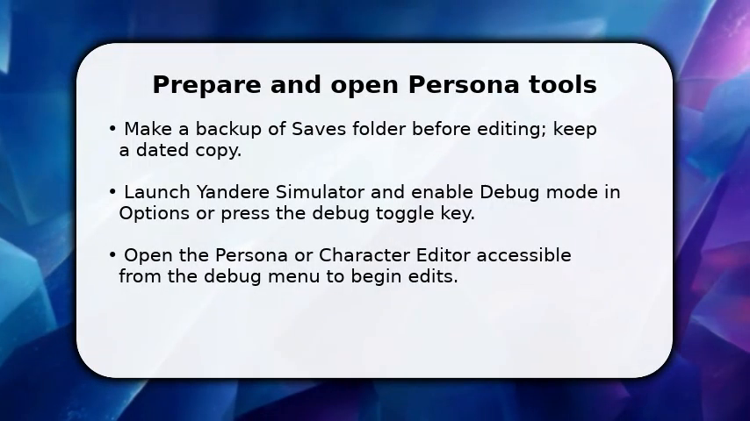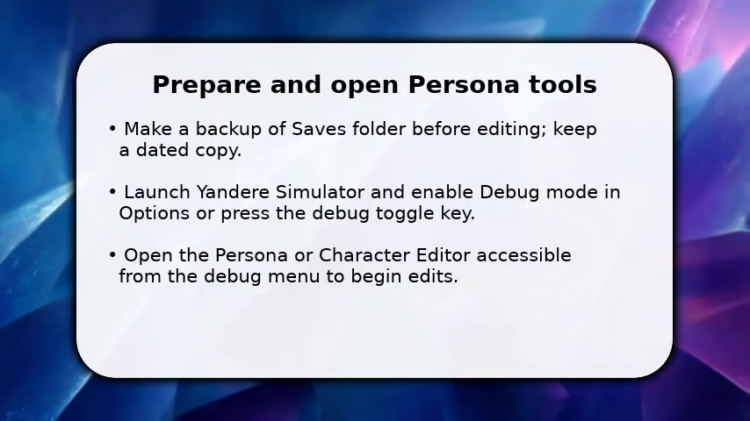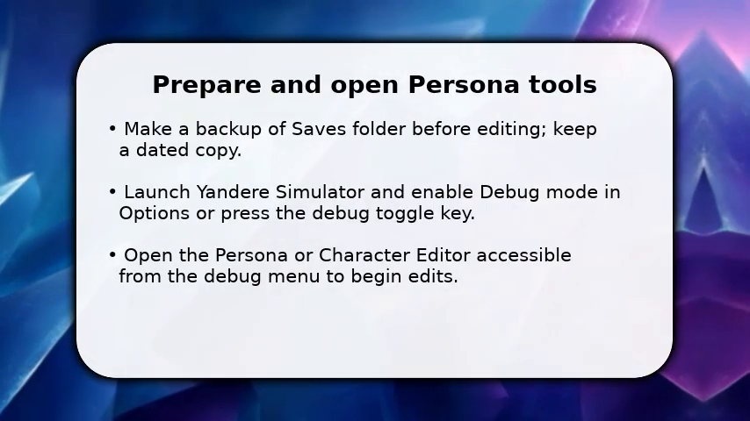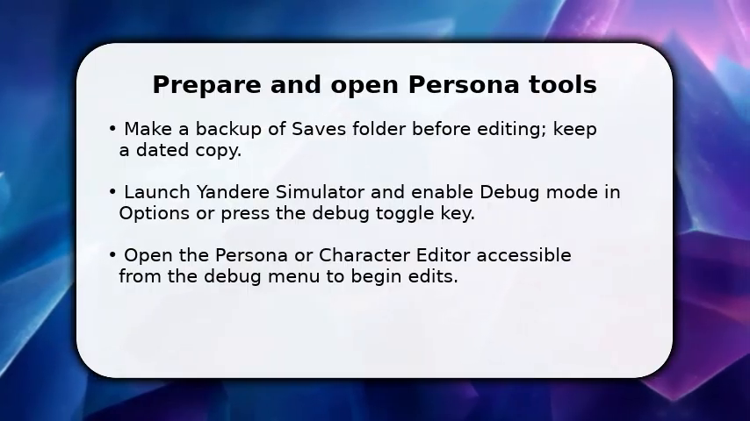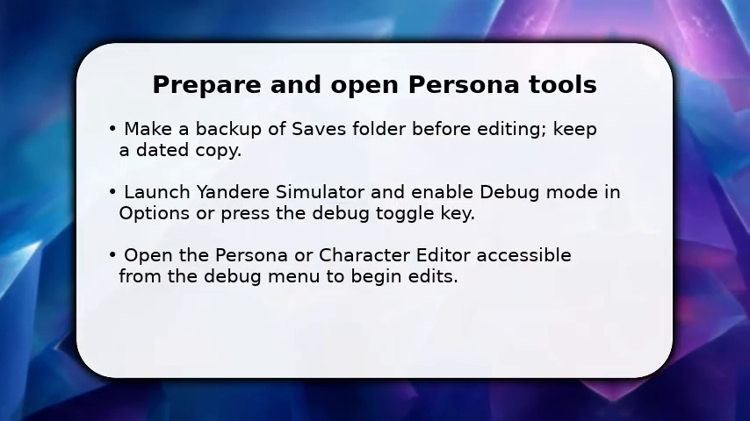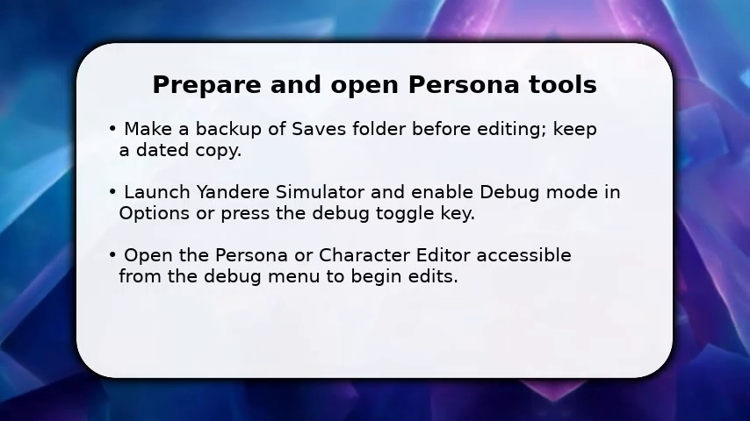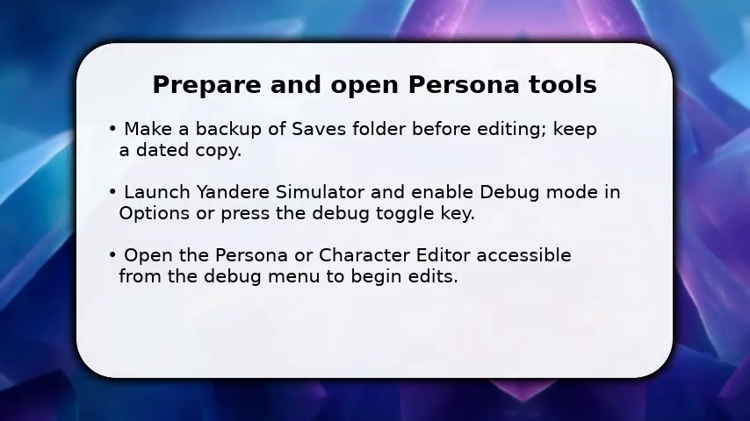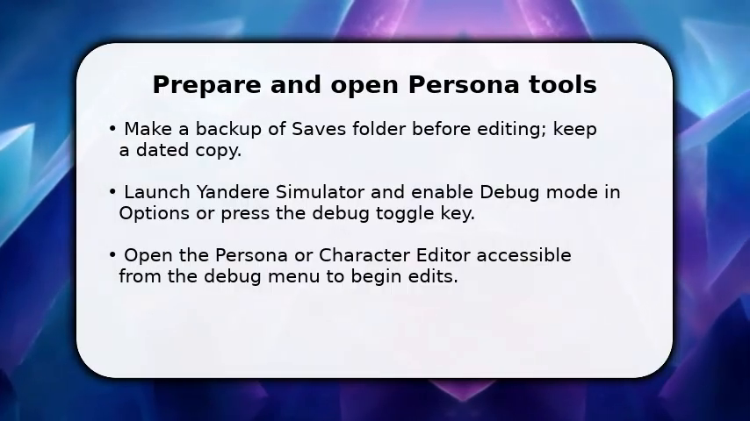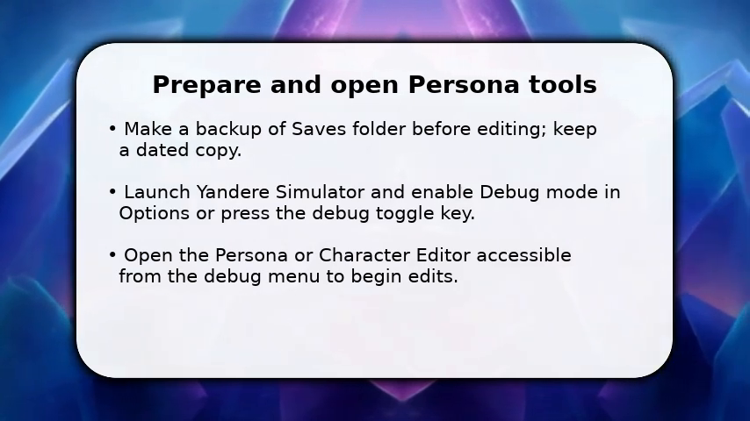You start by protecting your progress. Back up the entire saves folder so you can restore if needed. Next, launch Yandere Simulator and enable debug mode from options. Once done, press the debug toggle to reveal developer tools. Then open the persona or character editor inside the debug tools. This is where you will change persona traits directly. Do this now so you can edit without risk. This first step unlocks the controls you need to modify persona quickly and safely.